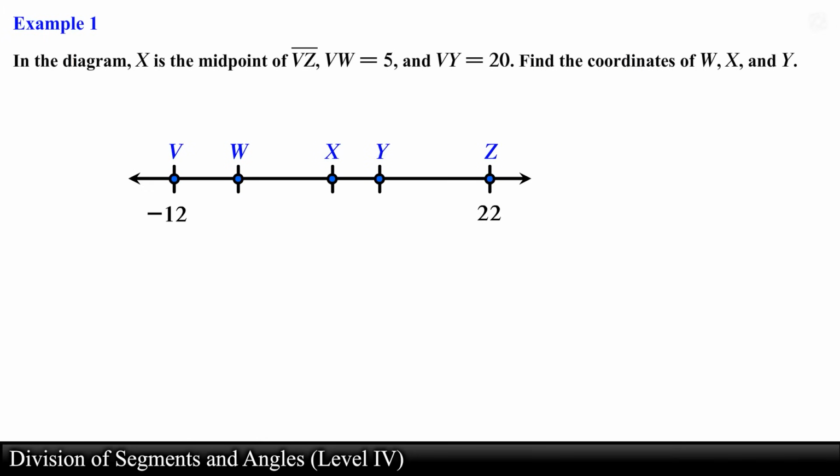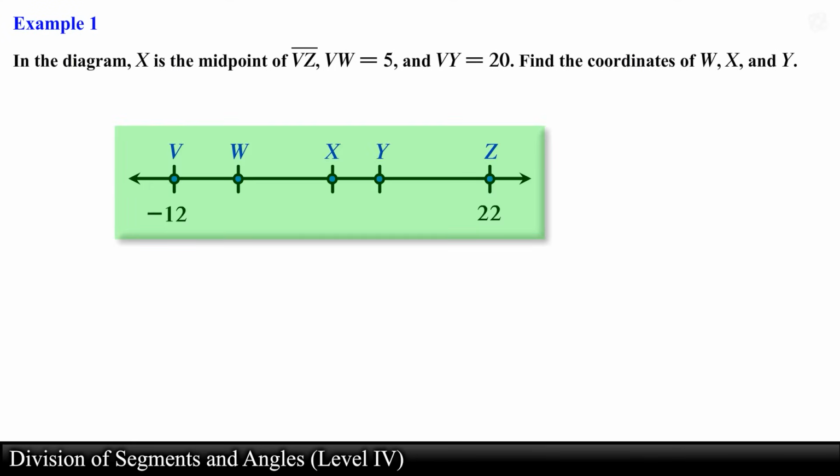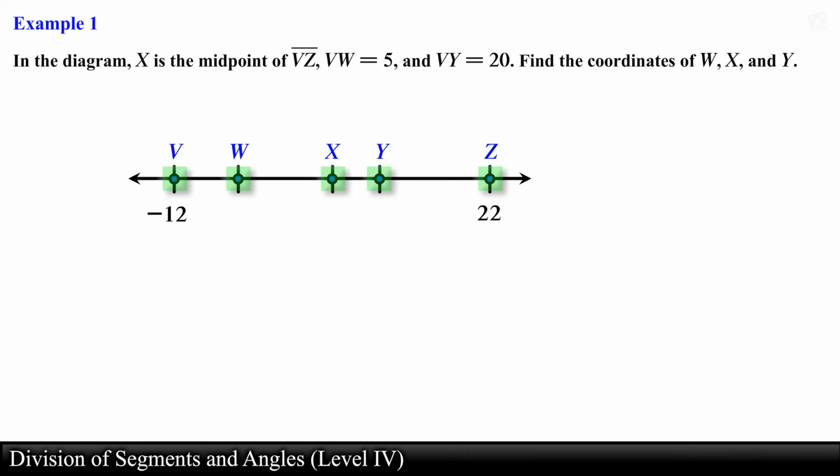In the diagram, point X is the midpoint of segment VZ. The length of segment VW equals 5, and the length of segment VY equals 20. Find the coordinates of points W, X, and Y. In this problem, we are provided with a diagram of a number line, with points located at particular coordinates along with the measurement of two line segments. We are asked to determine the coordinates of 3 of these points.